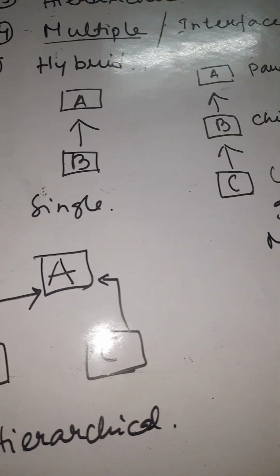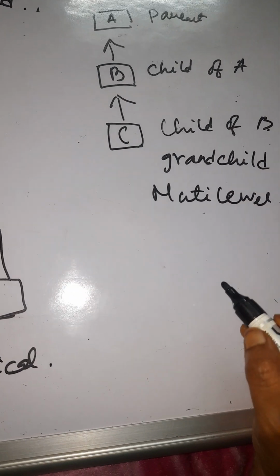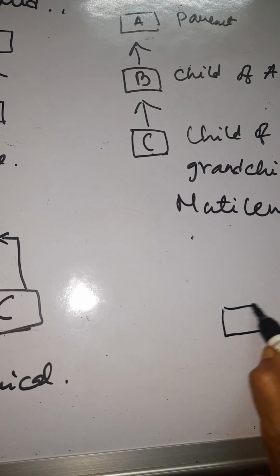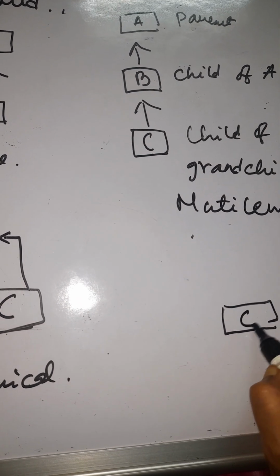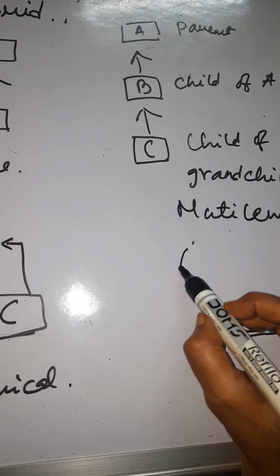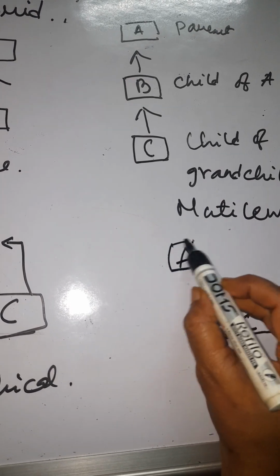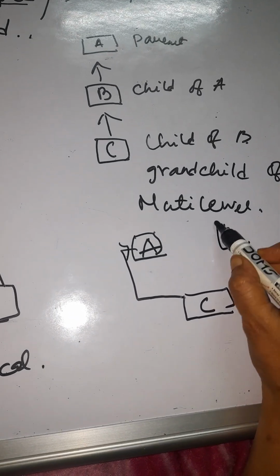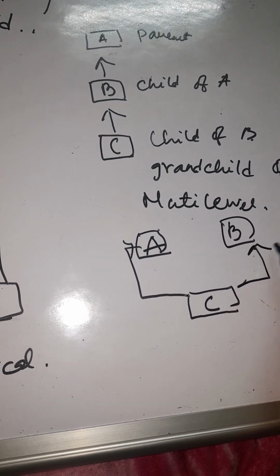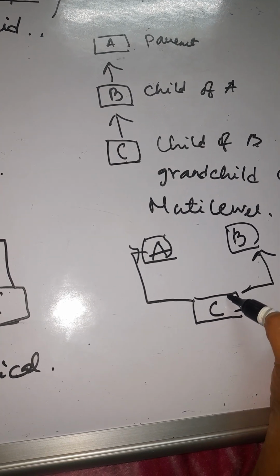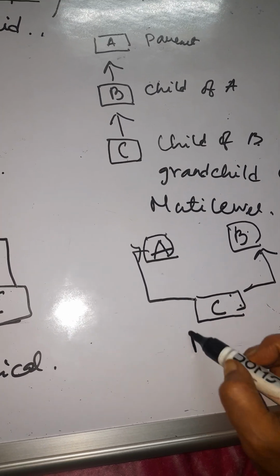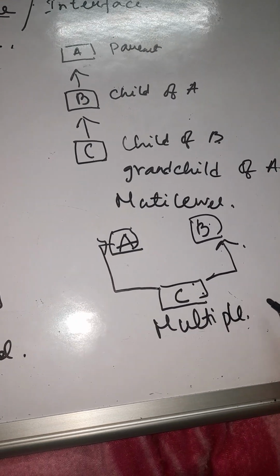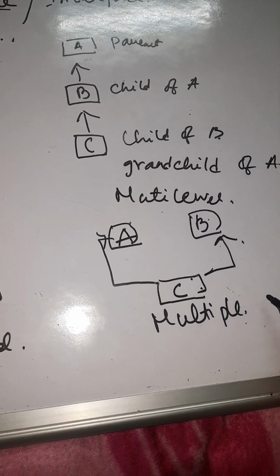And that one is multiple, which you can implement with the help of an interface. Multiple means you have one class, maybe C, which is the child class. This child class will inherit the properties of class A and class B also, if you have two parent classes. If you want to inherit the properties of class A and the properties of class B, this is multiple inheritance, which you can implement with the help of an interface, not with only a class.